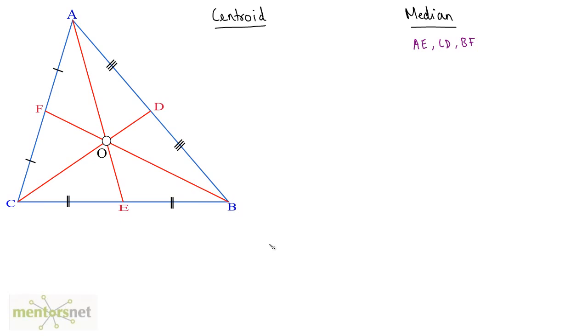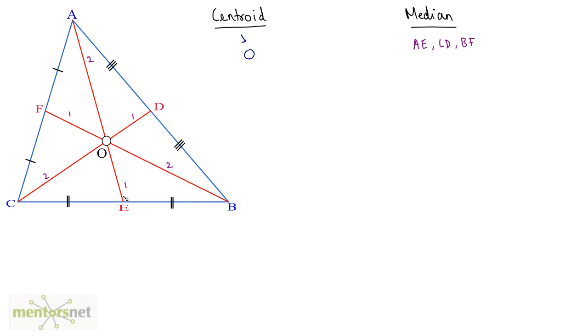Now what is a centroid? Well, a triangle has three medians, and the point where all of these three medians intersect or meet is called the centroid. So O is the centroid of this triangle, right? Now a centroid has a property. A centroid divides the median in the ratio of 2:1. That means this segment BF is divided into 2:1 parts. Similarly, CD is also divided into 2:1, and same is the case with AE. So the centroid divides the median into 2:1 parts.